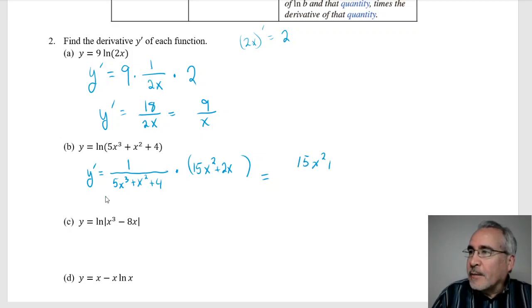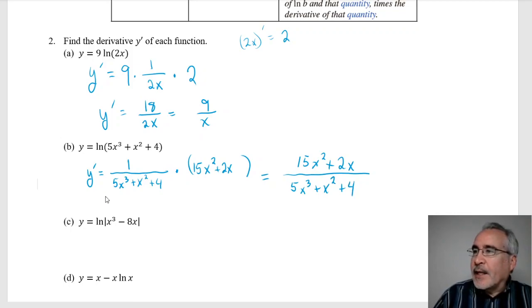15x squared plus 2x all over 5x to the third plus x squared plus 4. And now if they factored something you could simplify more, that's more of an algebra thing. For the calculus, we are done. We're done with the calculus. So that's this one here.